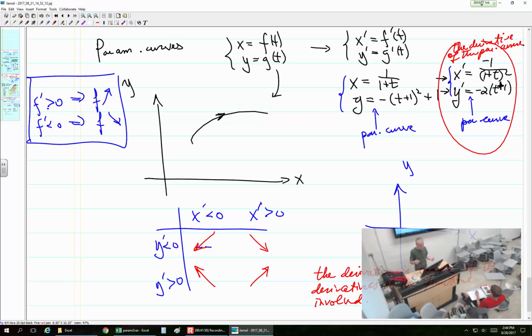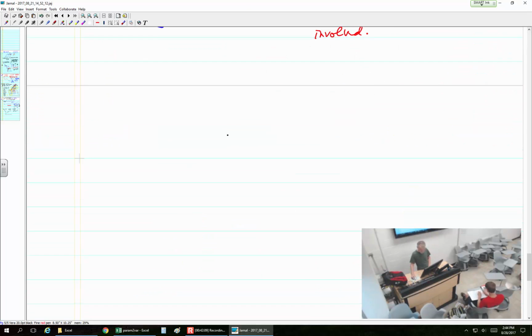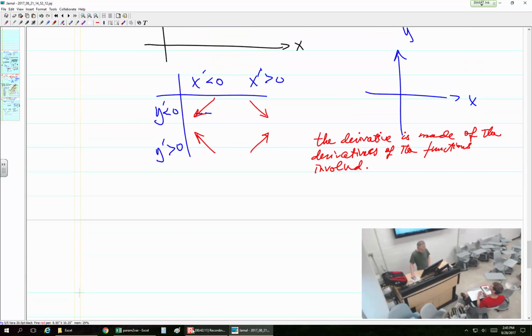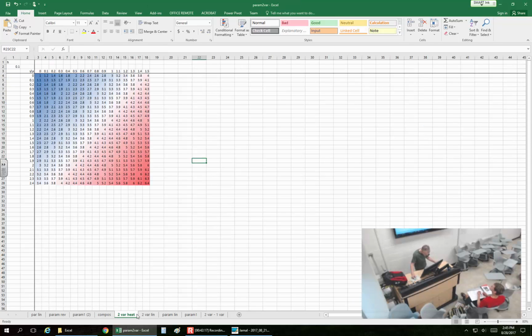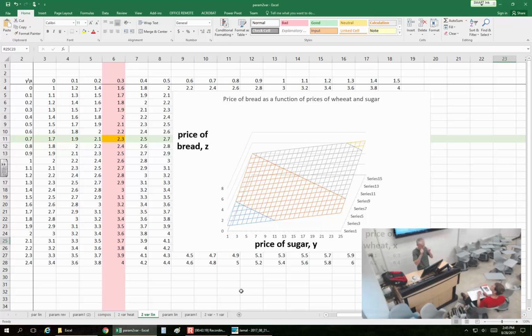Okay? And now we're moving on to a function of two variables. It is also made of functions of one variable. Remember how many? Take you to the picture. Not this one. This one. So this is a function of two variables. This is how it is visualized. Out of how many functions of one variable is it made?